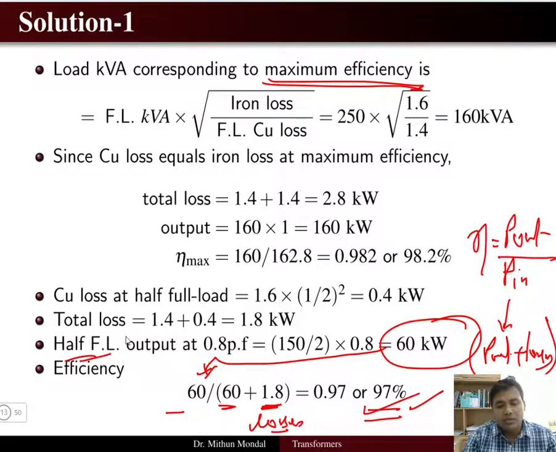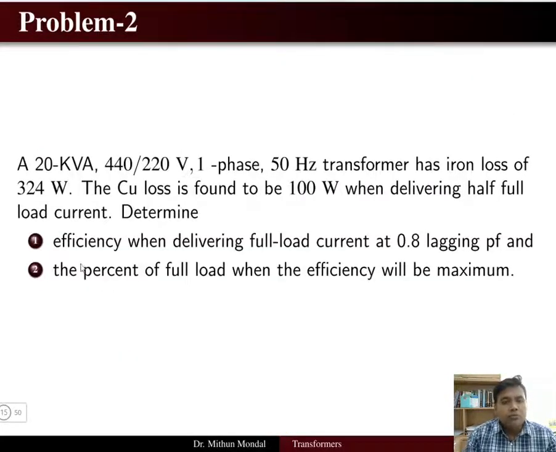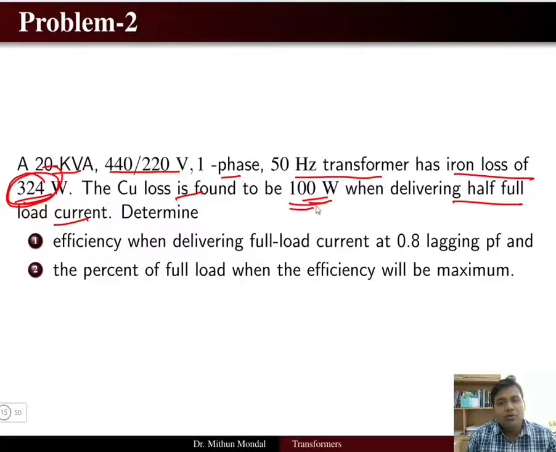Problem 2: you have a 20 kVA, 440 by 220 volt, single phase, 50 Hz transformer, iron loss of 324 watt. The copper loss is found to be 100 watt when delivering half full load current. So the iron loss which is given to us, 324 watt, will be constant throughout, whereas the copper loss will depend upon the load. So here information is given corresponding to half full load condition.